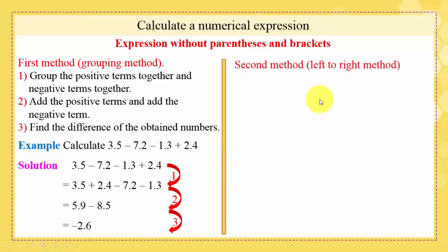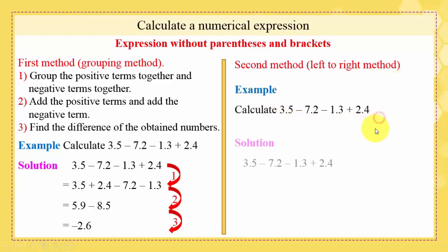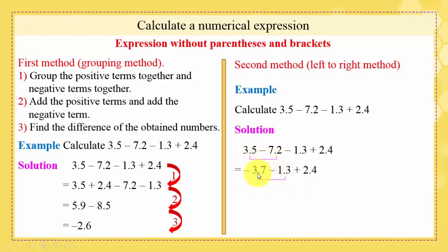Second method, left to right method. Example, calculate this expression. We start from left to right. We choose the first two terms and calculate them. Then we take the answer with the third term and calculate them. Then the answer with the last term and we calculate. The two methods should have the same answer. Look here, minus 2.6, minus 2.6.